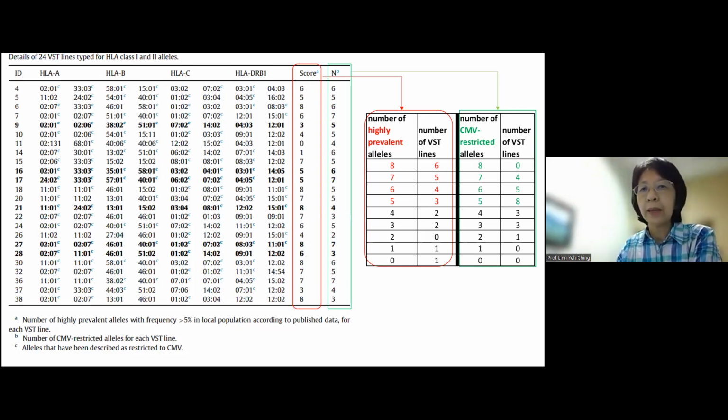The score is quite high, and 18 of the 24 CMV VST lines have at least 5 or more high prevalent alleles. The last column here shows the number of CMV restricted alleles, rather than just shared HLA alleles, that each VST line has. Again, 17 of these 24 VST lines have at least 5 or more. So this shows that in our database of CMV T cell lines, a high proportion have high prevalence HLA and also CMV restricted HLA. This is due to the fairly homogeneous HLA composition in our local Chinese population.